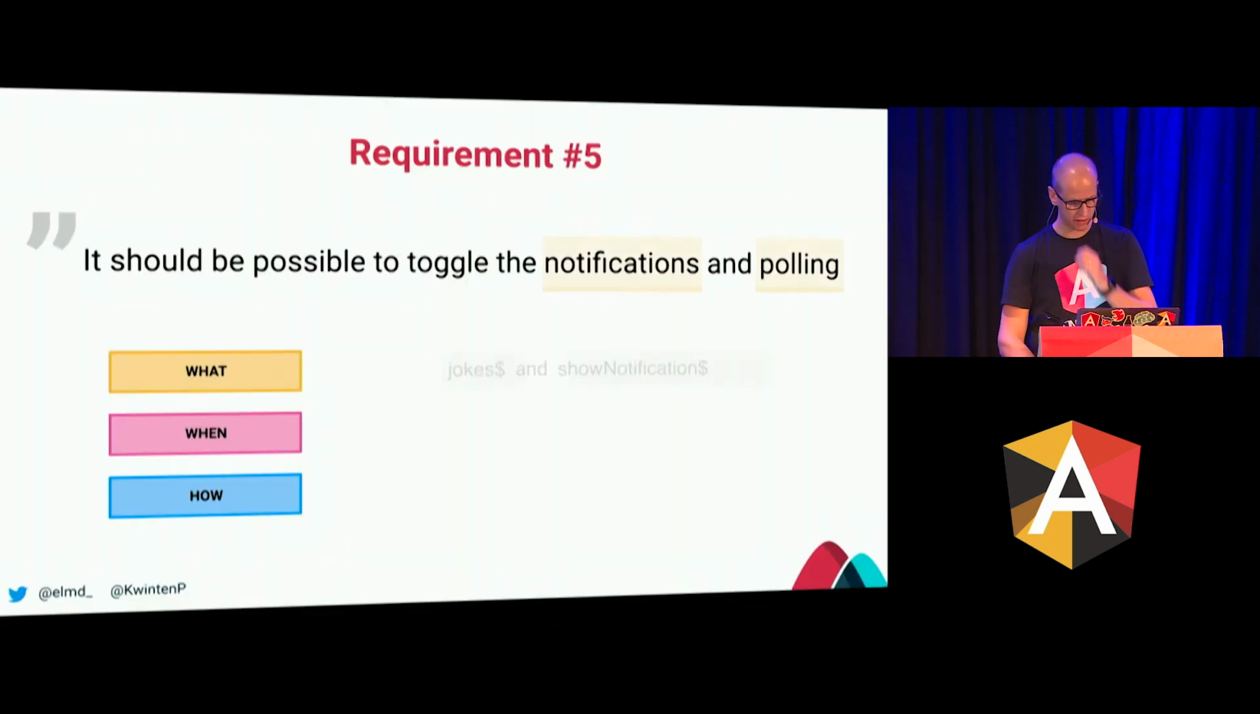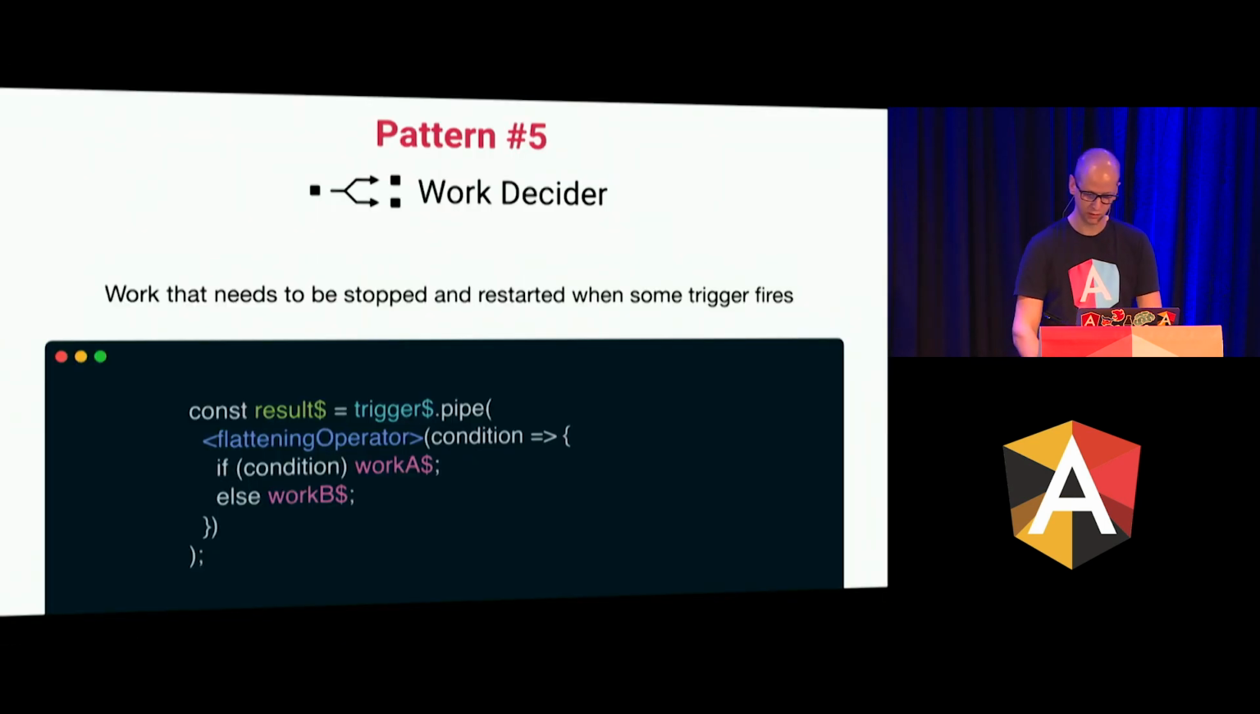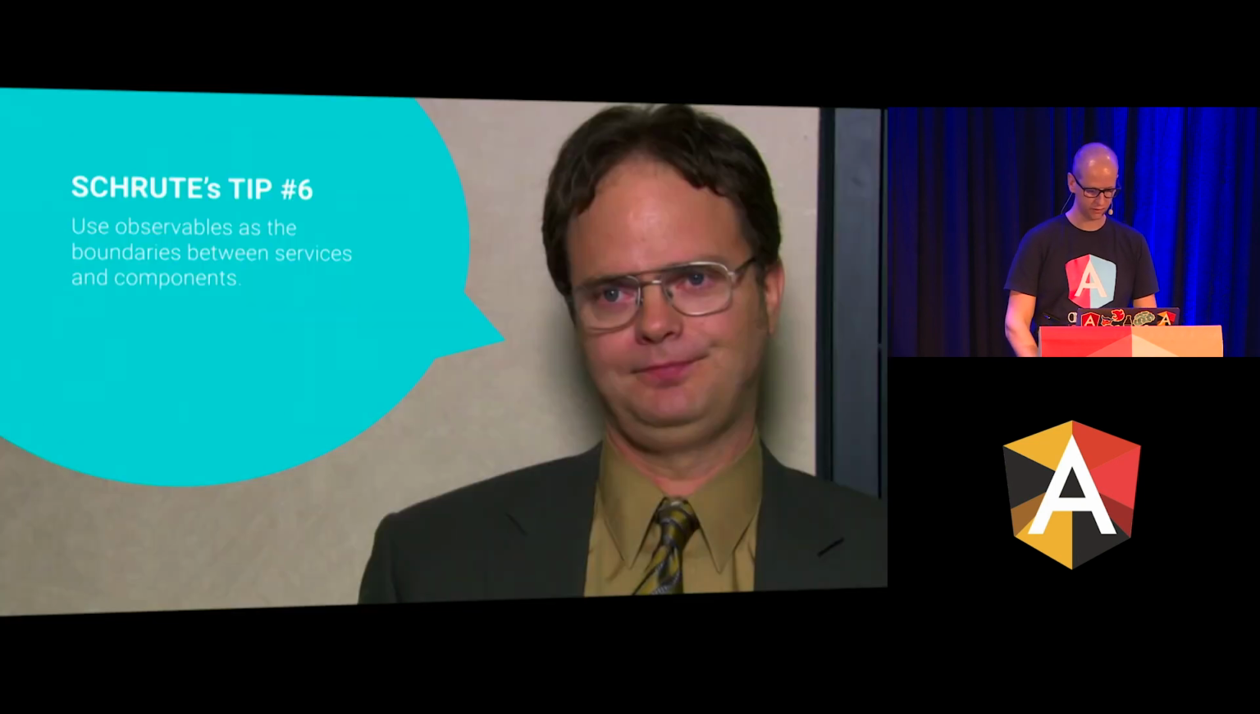So this pattern is what we call the work decider. If you have work that needs to be stopped or started, or if, based on a certain decision, you want to do work A or work B, you can use this pattern. Based on a trigger, we can use a flattening operator. If it's actually restarting, you probably want to use switchMap here as a flattening operator. And then you check if the condition is true, we do this. Otherwise, we do that. That's cool.